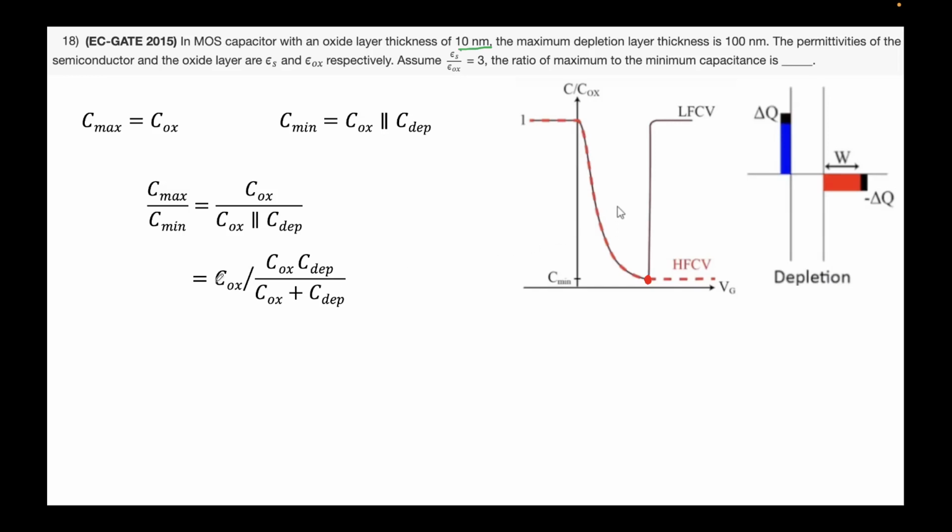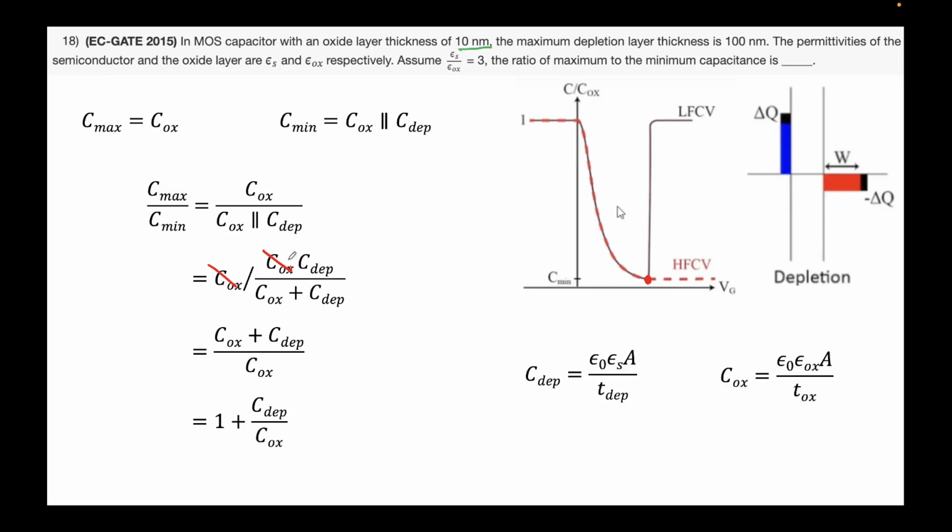What's going to happen now, this will get cancelled with this. What you'll get is Cox plus C dep over Cox, and then you will divide Cox over both the terms, so we'll get 1 plus C dep over Cox. So what are C dep and Cox?